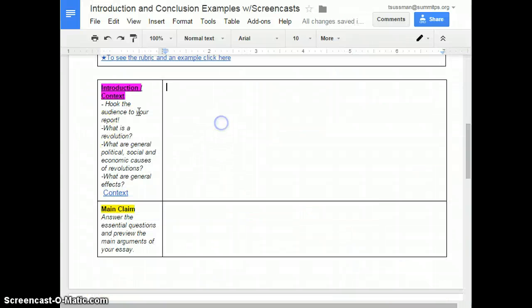So jumping back, I gave you some instructions along the side. The first thing we should do is hook the audience to our report. Then we'll explain what a revolution is. We'll talk about causes of revolutions, and we'll talk about effects of revolutions. More or less one sentence each. Starting off, we need a solid hook. The hook is your chance to grab your reader's attention, to excite them about your essay. For my hook, I'm just going to do this off the top of my head.